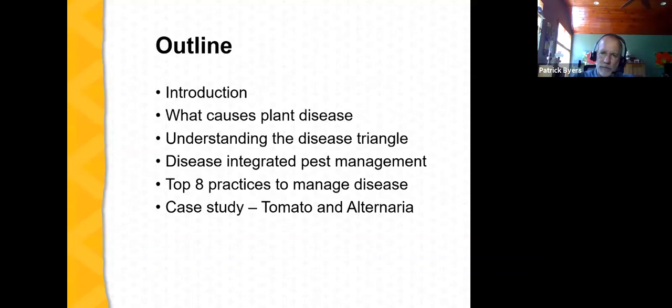Then we'll spend some time talking about disease-integrated pest management and why managing diseases is not simply what do I spray. And then we'll spend the rest of our time together talking about what I feel are the top 8 practices to manage diseases in the garden or on the farm. We'll illustrate those practices using tomato and a disease called Alternaria.